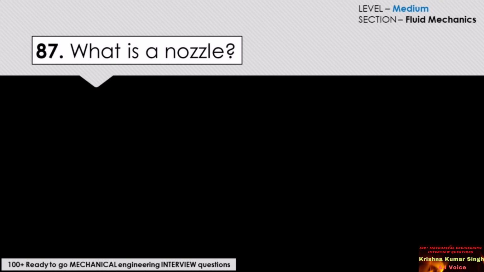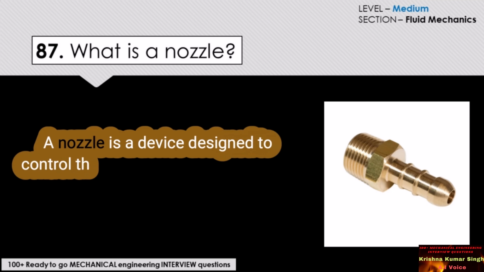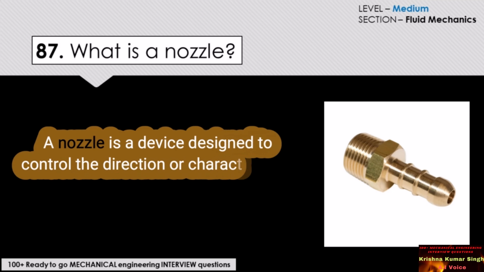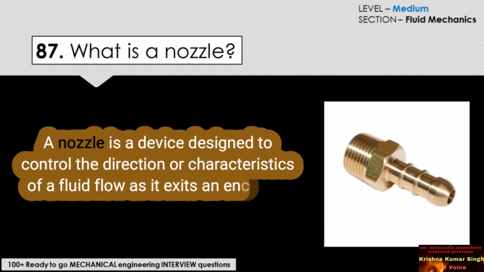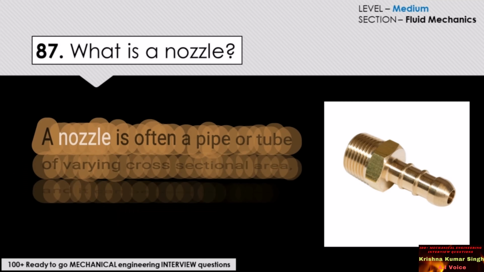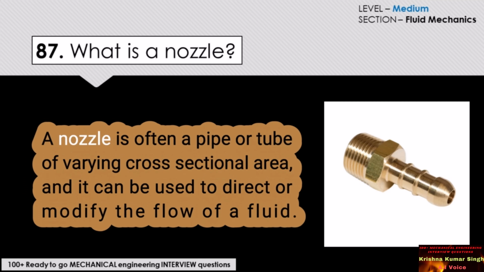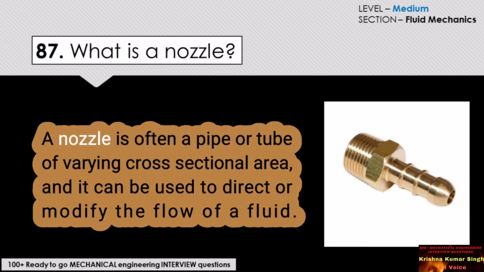What is a nozzle? A nozzle is a device designed to control the direction or characteristics of a fluid flow as it exits an enclosed chamber or pipe. A nozzle is often a pipe or tube of varying cross-sectional area, and it can be used to direct or modify the flow of a fluid.